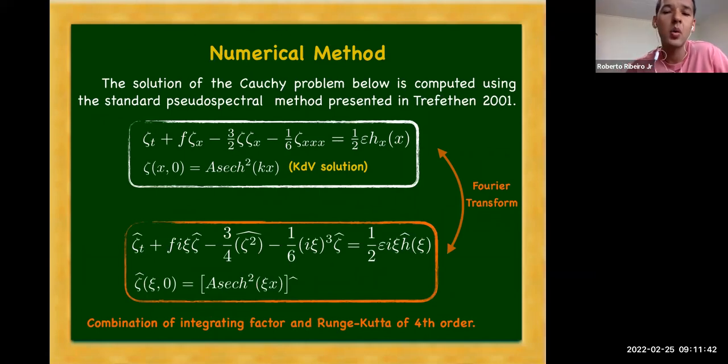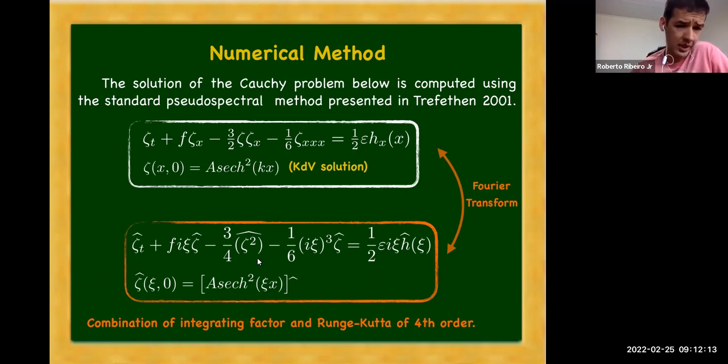Okay, so this work is a numerical work. Basically, we need to solve this equation numerically, and the approach that we use in our study is the standard pseudo-spectral method, which consists of applying the Fourier transform to this system and obtaining an ODE in the Fourier space, and we solve this ODE.